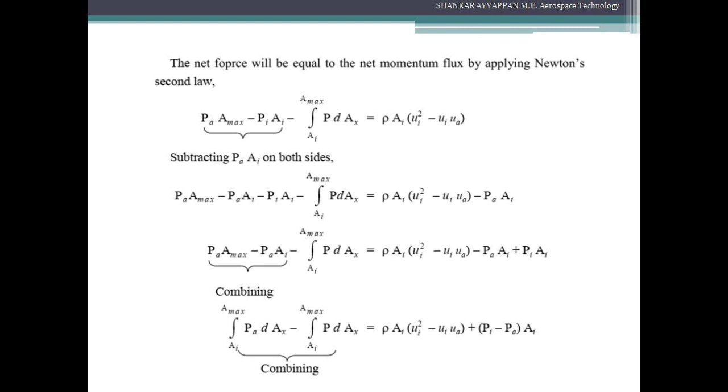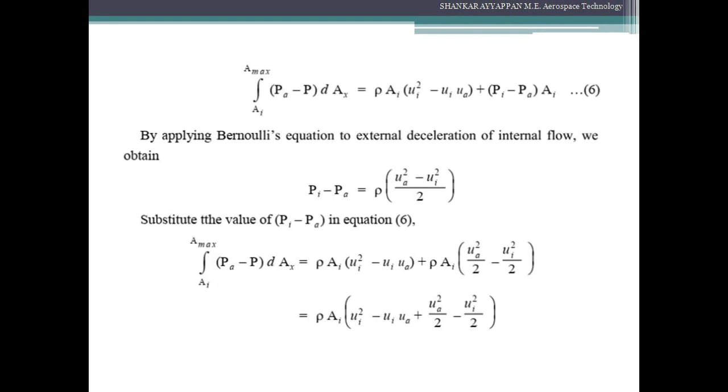By applying Newton's second law, we know that the net force is equivalent to the net momentum flux. The left hand side is the net force expression and the right hand side is the net momentum flux expression. Then subtract PA on both sides. Combine the term PA max minus PA on the left hand side into the integral from AI to A max of PA dAx. There will be two integrals on the left hand side. Combine those into a single integral from AI to A max of PA minus P into dAx.